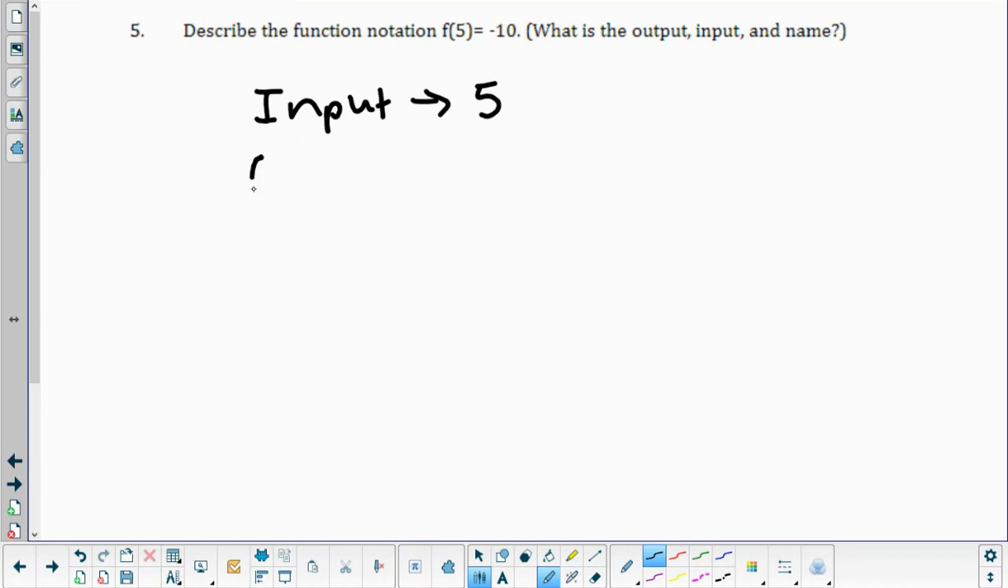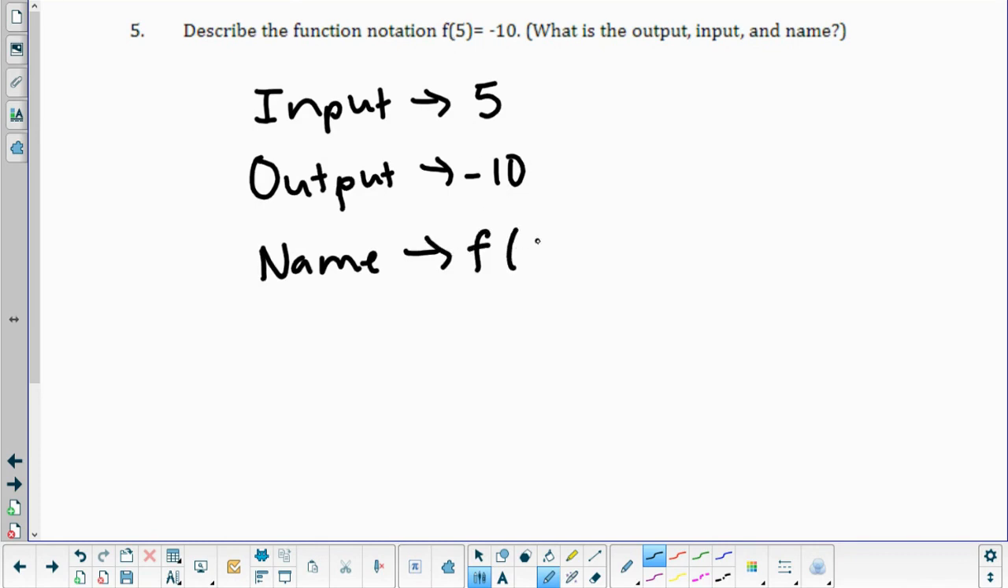The output is the result of what's coming out. In this case, the answer that's coming out is our negative 10. Now the name of the function is our f, or f of x. So it's important to know what those pieces are of a function.